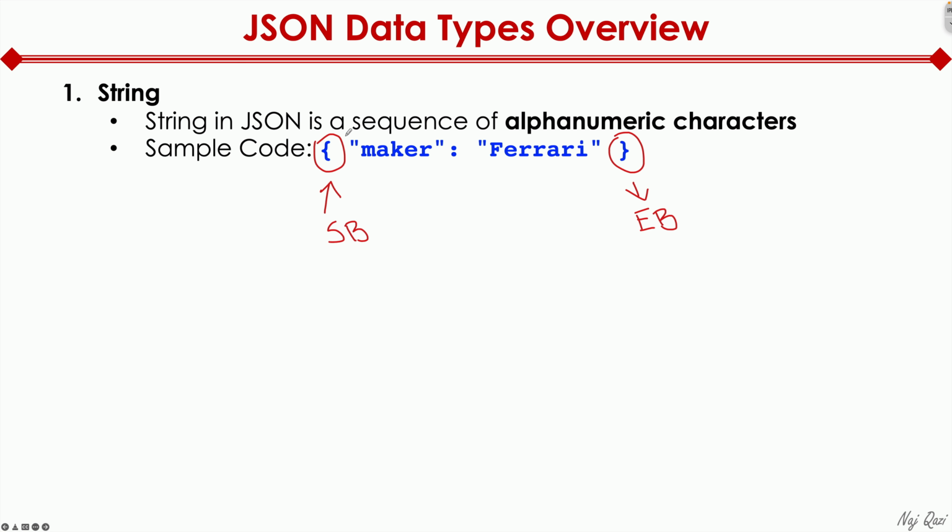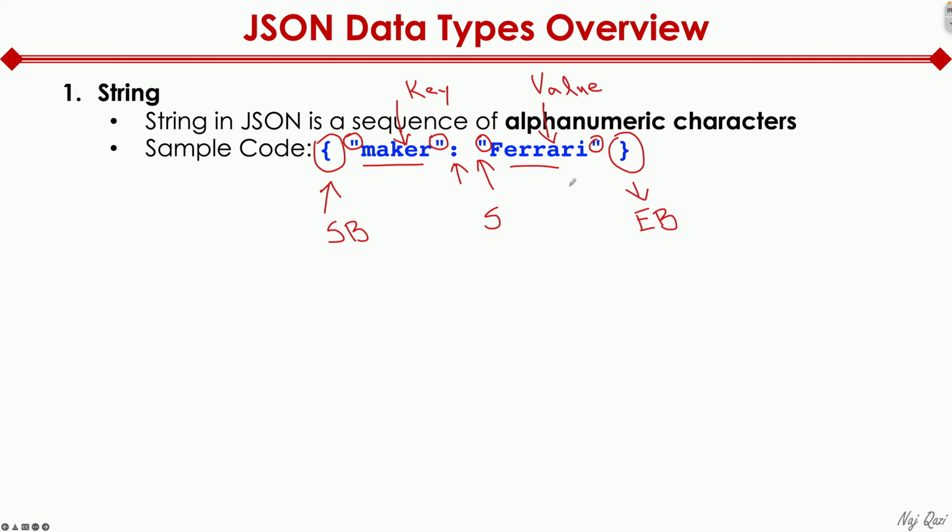Then space, then we have double quotation marks, and we have the word maker. Then we have a colon, then we have a space, and by the way, we don't need to have this additional space here, but I did it for clarity. Then double quotes again, and the term Ferrari. Now, once again, what is the term maker? This is the key, and what's the value for that key? It is Ferrari, okay?